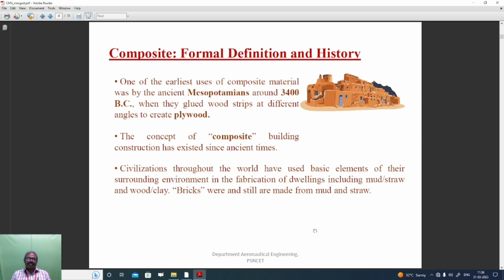Then we see the history of the composite material. One of the earliest uses of composite material was by the ancient Mesopotamians around 3400 BC, when they glued wood strips at different angles to create plywood. The concept of composite building construction has existed since ancient times. Civilizations throughout the world have used basic elements of their surrounding environment in the fabrication of dwellings, including mud or straw and wood or clay. Bricks were and still are made from mud and straw.